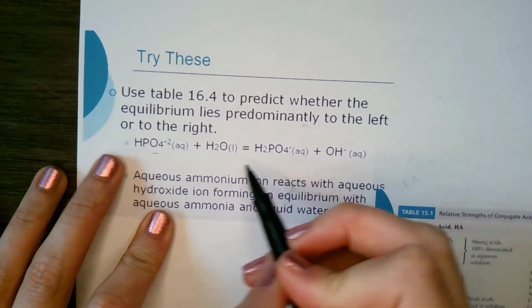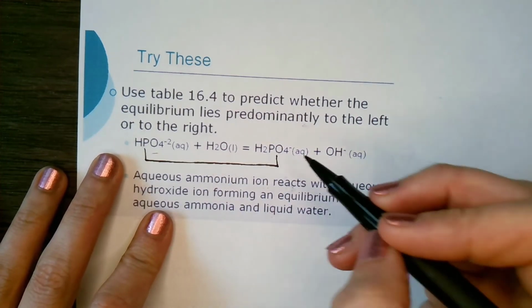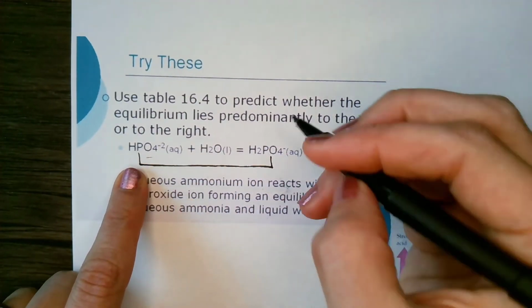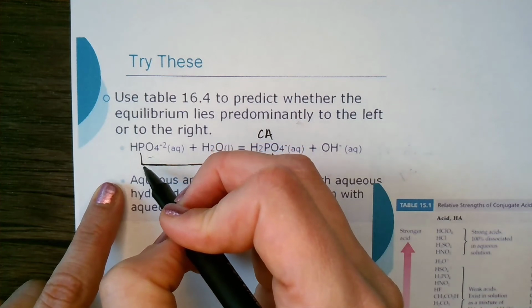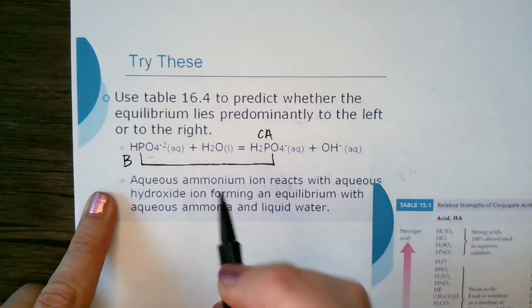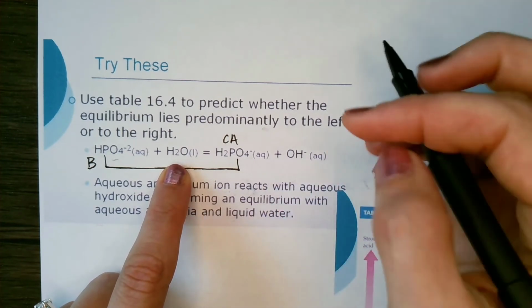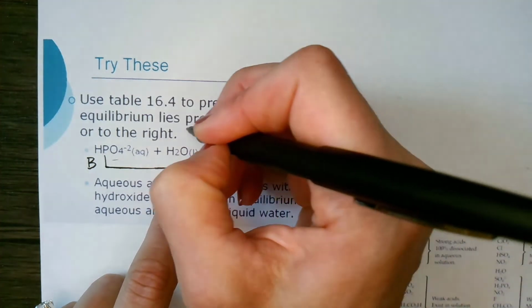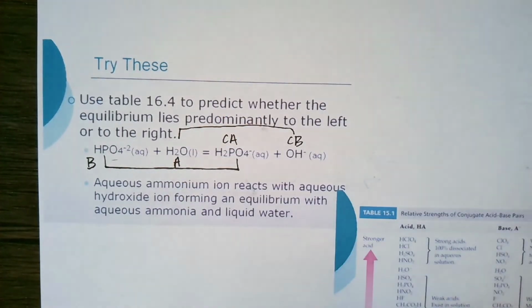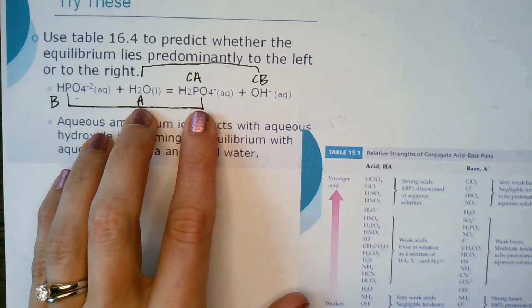Let's look at another example here. If I've got HPO4 and H2PO4, these are going to be conjugates. We know that this one has more hydrogens, so this is going to be my conjugate acid, meaning my HPO4 has got to be my base. And if I have H2O and OH, this has got to be my conjugate base. So my H2O here must be acting as an acid. Now let's look at these two.